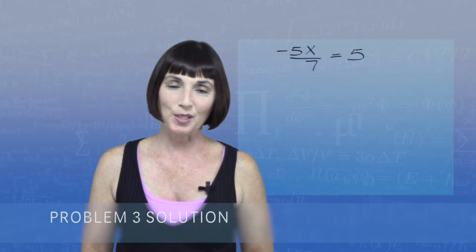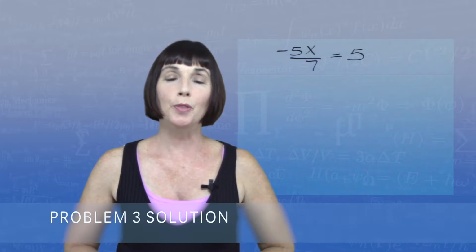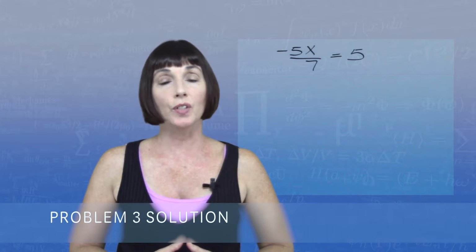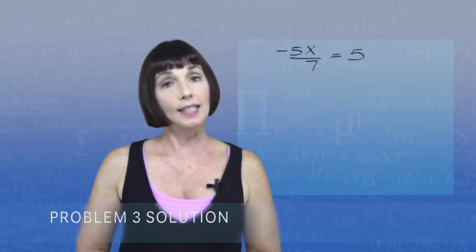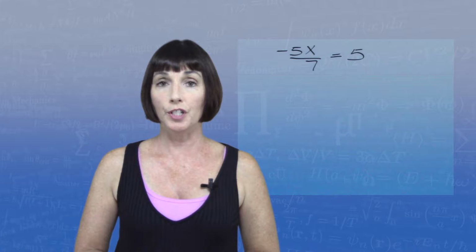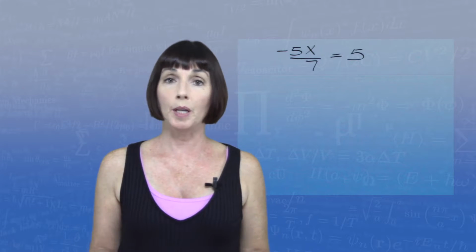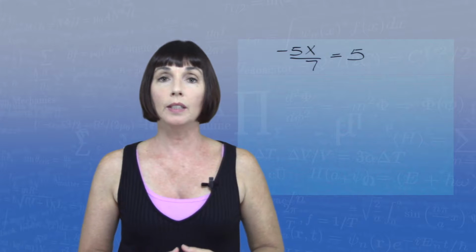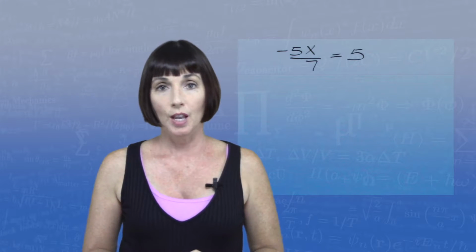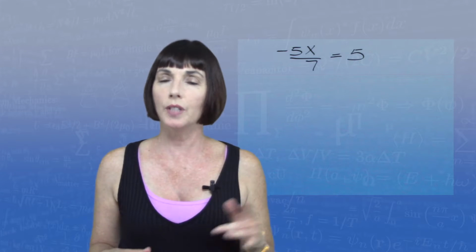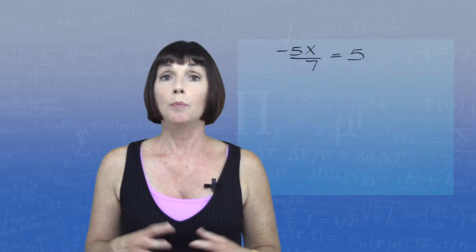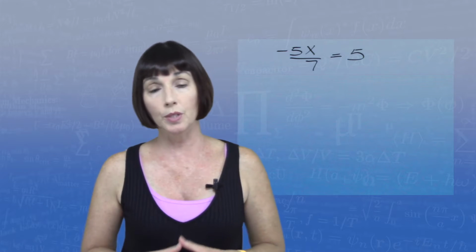And this is the solution to problem 3. Problem 3 is negative 5x over 7 equals 5. Identify the coefficient. The coefficient is negative 5 over 7. Determine its reciprocal. Flip it upside down. Its reciprocal is negative 7 over 5. Remember, if the coefficient's negative, its reciprocal will be too. Multiply both sides of the equation by that reciprocal.